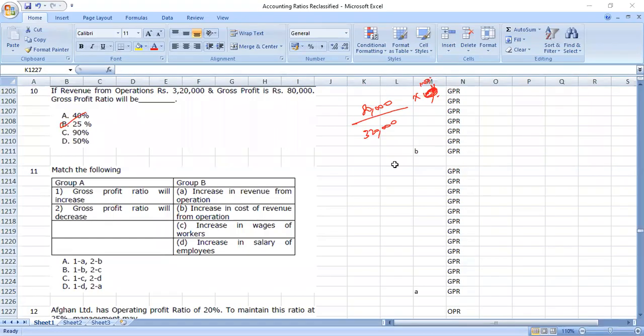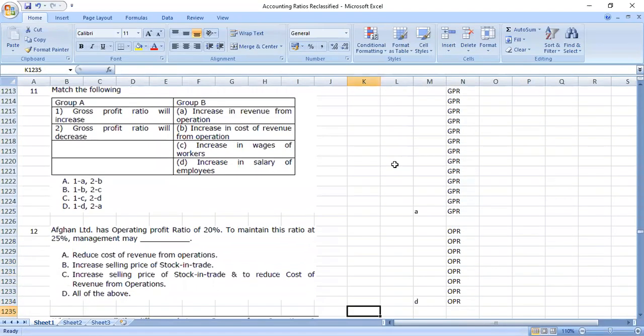All right. Next, answer the following. I hate, really, these questions I hate. Gross profit ratio will increase when increase in revenue from operation. 1A. In 1A there is only one choice, A. So that is the correct answer.